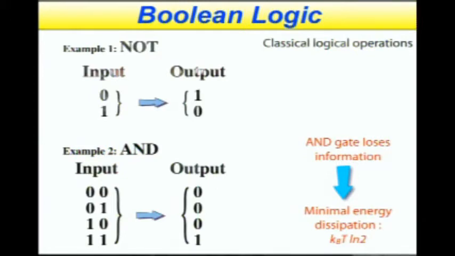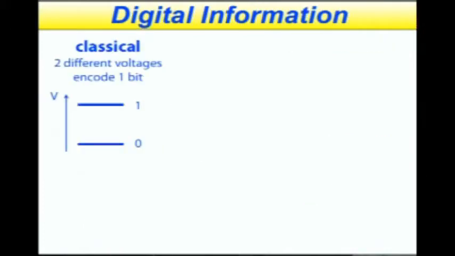So, because you lose 1 bit of information, it means you have to dissipate k Boltzmann times T, roughly, forget about the ln 2, amount of energy. And that's this horizontal line which I indicated to you. And this is not possible to beat if you use Boolean logic.